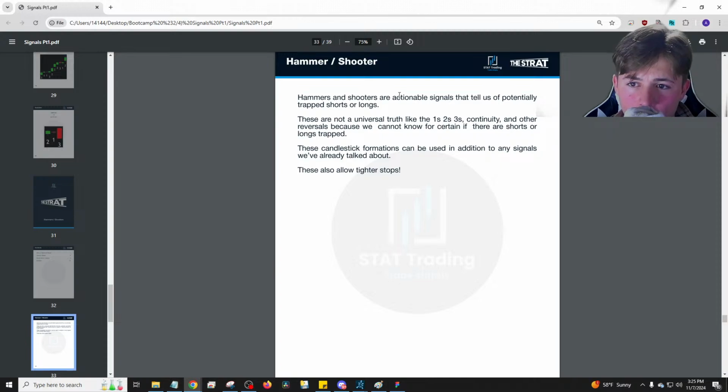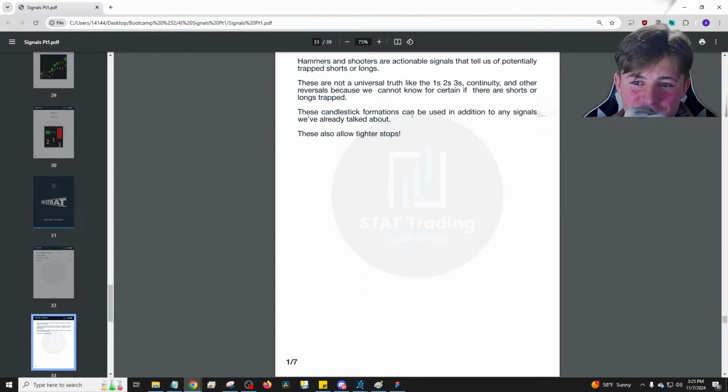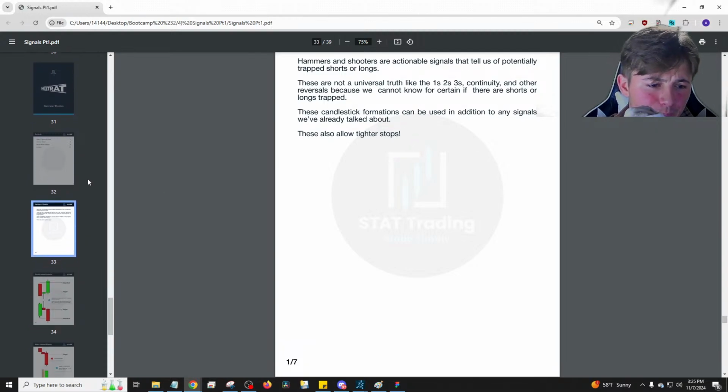So it's something we look for because there's potentially trapped shorts or longs, but it's not a provable stance. We can't prove that there are trapped longs or shorts. And these candlestick formations are used in addition to any signals we've talked about. So the 2-2 reversal, the rev strat, the inside bar. We love the hammers and shooters because they allow for tighter stops and you get a higher probability or likelihood price is going to move.